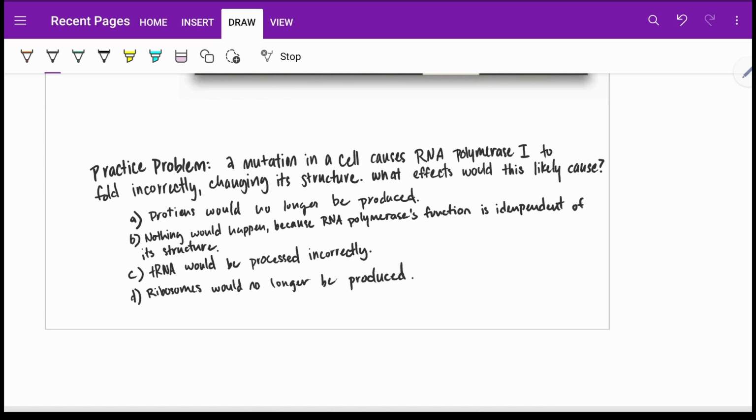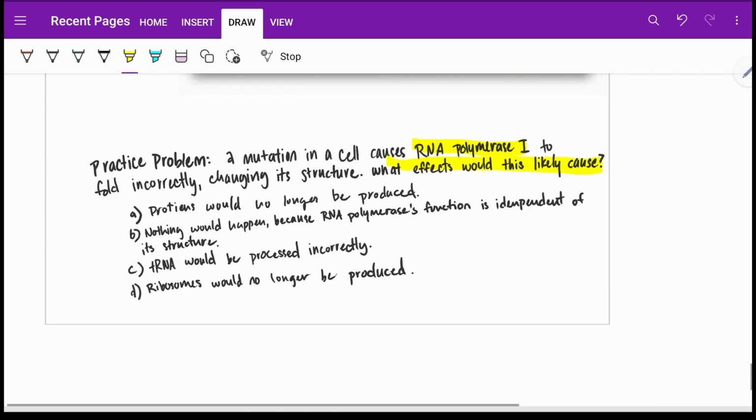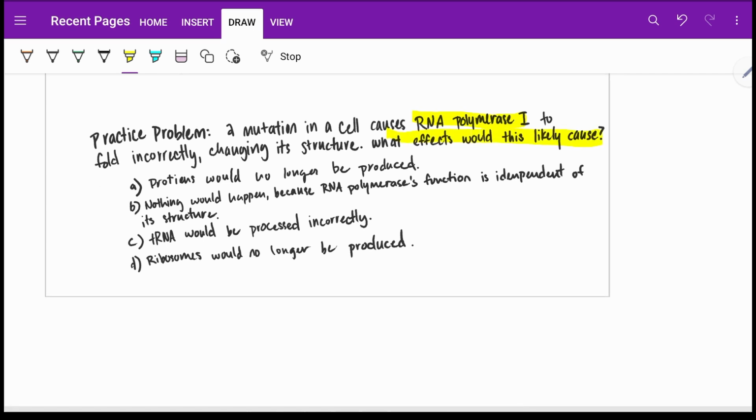So, this practice problem. A mutation in a cell causes RNA polymerase 1 to fold incorrectly, changing its structure. What effects would this likely cause? So let's look at the answer choices. We have proteins would no longer be produced. Nothing would happen because RNA polymerase's function is independent of its structure. tRNA would be processed incorrectly. Ribosomes would no longer be produced.